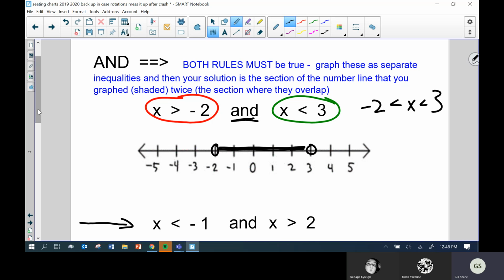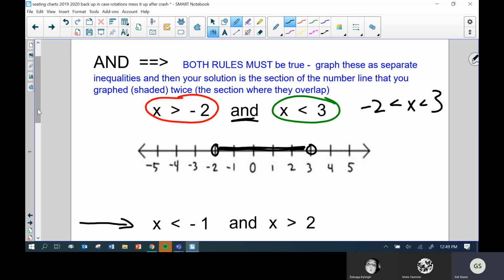You're graphing these individually, don't look at what we did up here. You guys are all looking at the first example, it's not the same example. That's one of the two individual graphs. Those are the two individual graphs. The answer is where you have the overlap, where you have both of them.